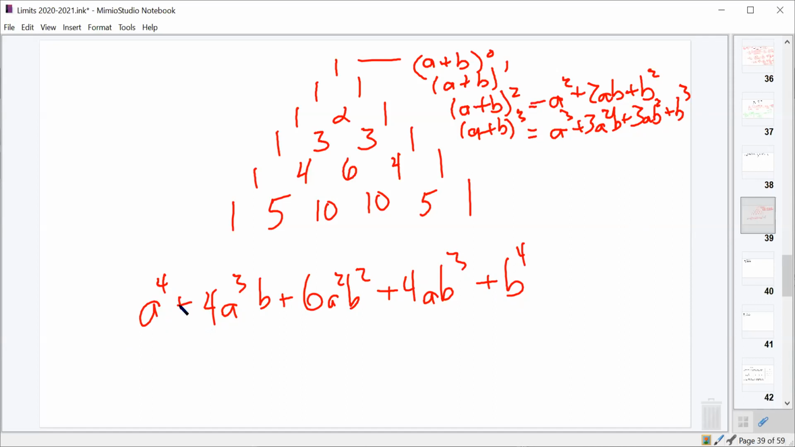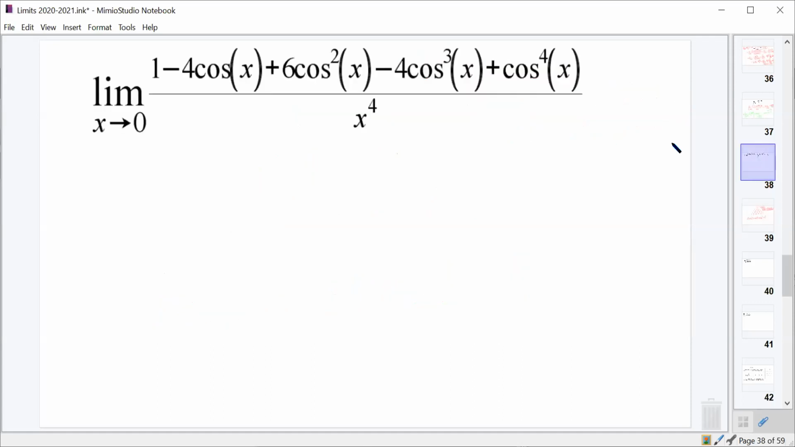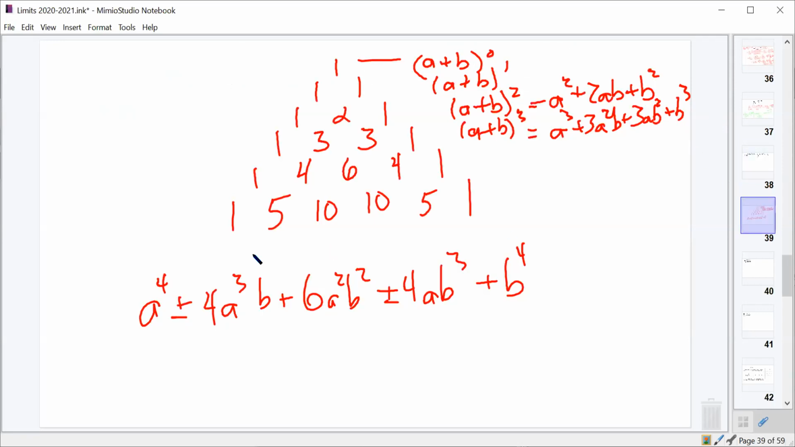Although we'll note that in the one we're looking at, these two were minuses, right? 1 minus 4 cosine x, then plus, then minus, then plus. So if we want to expand out (a minus b) to the fourth, we take the minuses. And if we want to expand out (a plus b), we take the pluses across the top. So this will help you expand out any binomial.